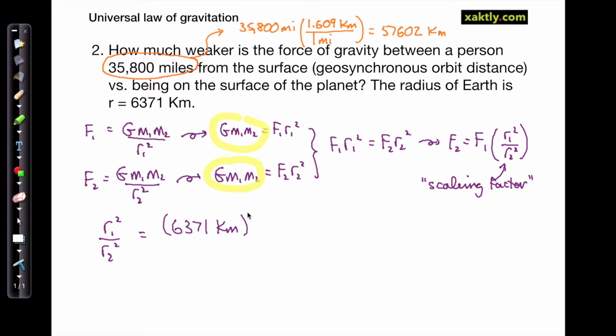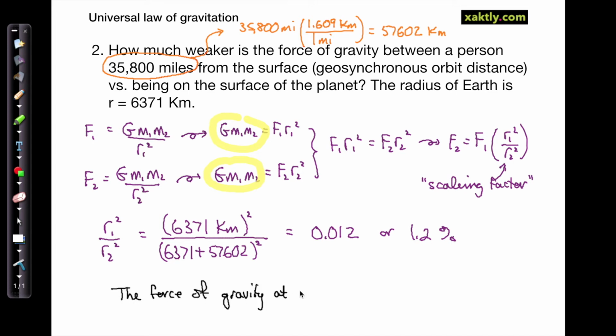So if I take, and I can just use the units kilometers here because both of these radii will be in kilometers, the first one is 6371 kilometers. The second is the radius of Earth plus the distance away. And so if I square both of those, I get 0.012 or about 1.2%. So the force of gravity at that orbiting distance is only about 1.2% of the force of gravity on Earth.